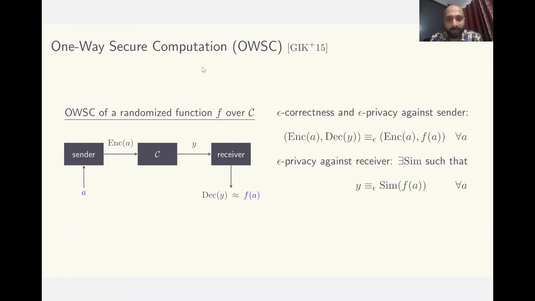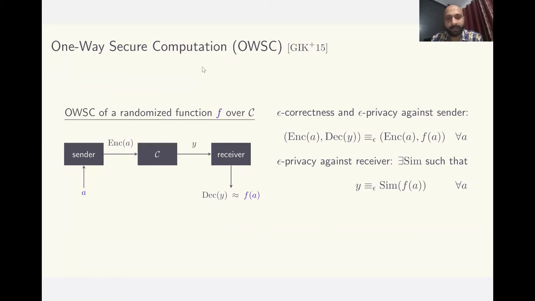Formally, in the semi-honest setting, we need the joint distribution of the sender's encoding and the receiver's output to be epsilon close to the joint distribution of the sender's encoding and the output of the functionality in total variation distance. This is the condition for the correctness of the protocol and for the security against semi-honest sender with epsilon error.